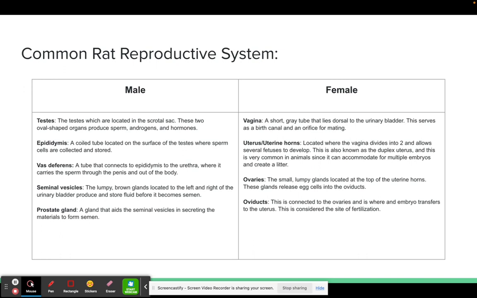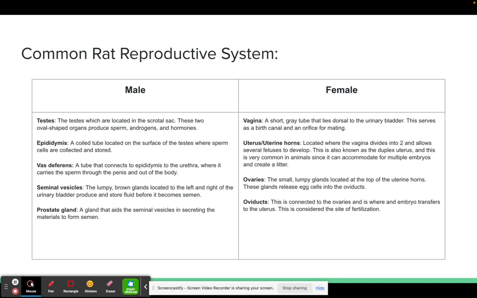So, starting with the rat's reproductive system, for the males, they consist of the testes, epididymis, vas deferens, seminal vesicles, and the prostate gland. The testes are located in the scrotal sac. These are two oval-shaped organs that produce sperm, androgens, and hormones. The epididymis is a coiled tube located on the surface of the testes, where sperm cells are collected and stored. The vas deferens is another tube that connects the epididymis to the urethra, where it carries the sperm through the penis and out of the rat's body.